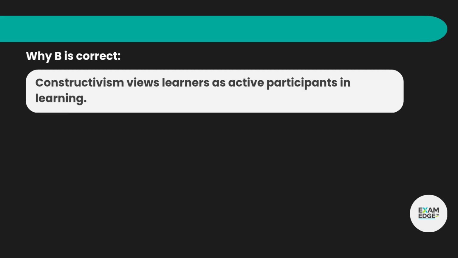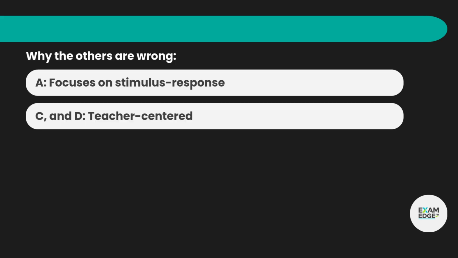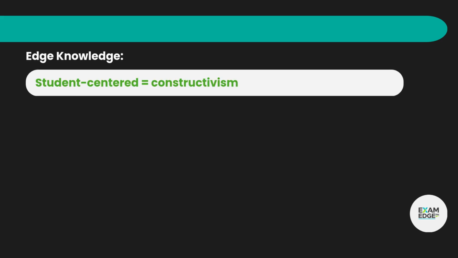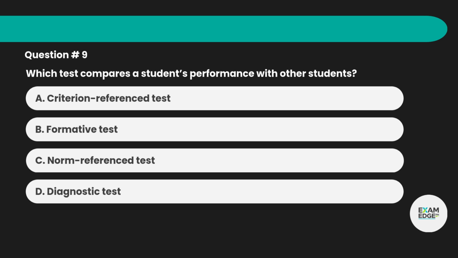Why B is correct? Constructivism views learners as active participants in learning. Why the others are wrong? A. Focuses on stimulus response. C and D. Teacher-centered. Edge knowledge: student-centered equals constructivism.